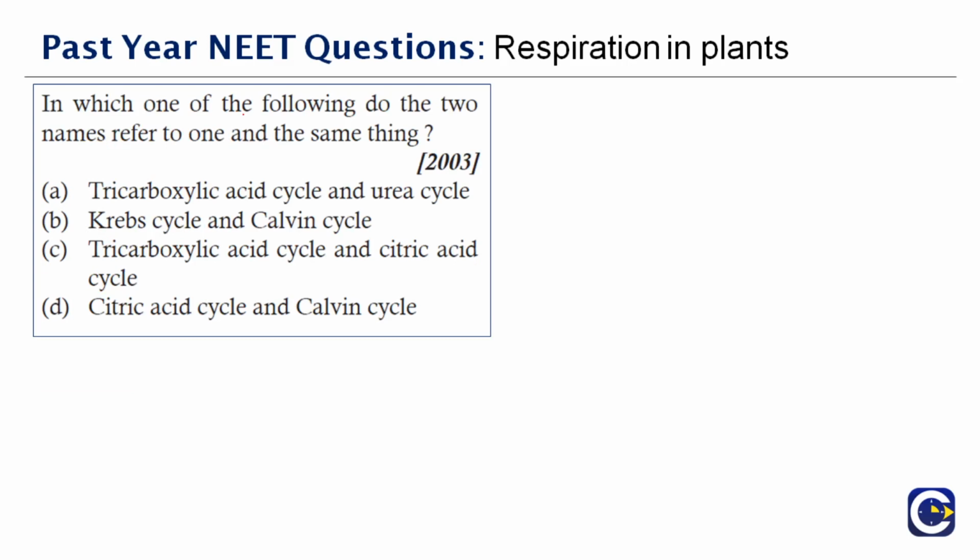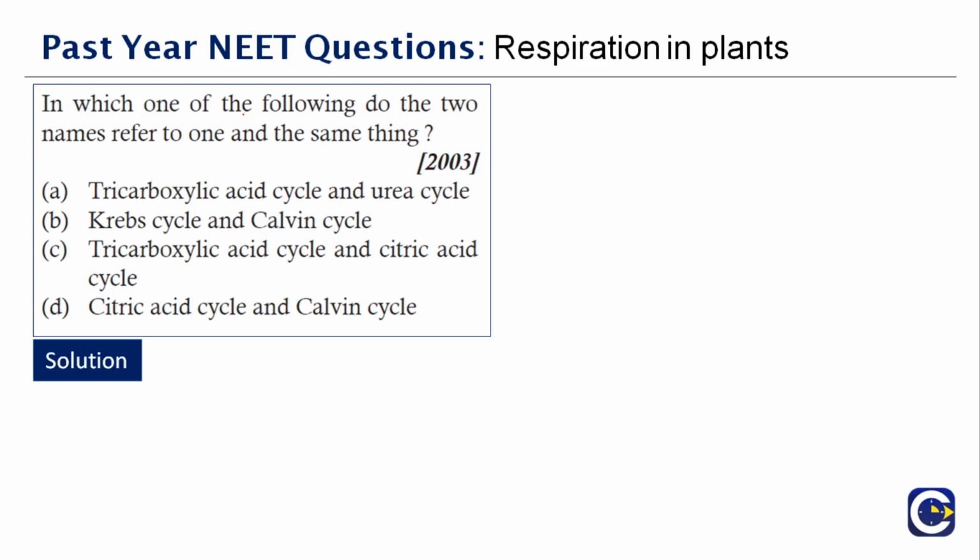In which one of the following do the two names refer to one and the same thing? This is again an easy question for you. You have tricarboxylic acid cycle and urea cycle. It is wrong, because the TCA cycle is also called the Krebs cycle. It is not called the urea cycle. Look at option B, Krebs cycle and Calvin cycle. Both are different cycles. Look at option C, tricarboxylic acid cycle and citric acid cycle. So option C is right. They've given you the other names of each cycle. You just have to match and tell.